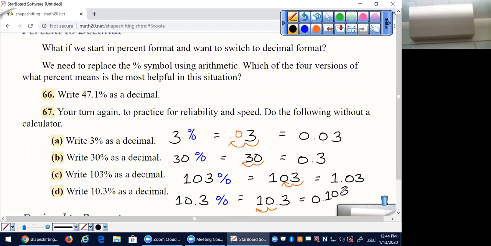So again, the task is to take the percent sign and get rid of it, so I have only a decimal. I can't just get rid of it because that would change the number. 3 is different than 0.03. So if I get rid of it, I have to replace it with something that means the same thing. And 2 decimal point scoots to the left means the same thing. So there we go. Any questions about that? We'll be doing it a lot, so if you have questions, ask.